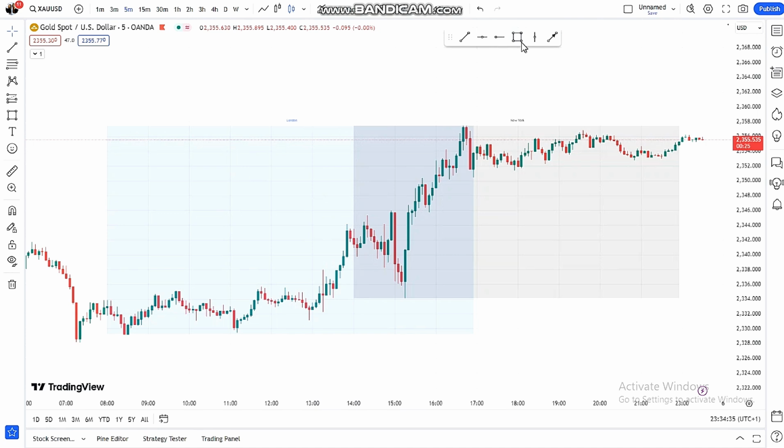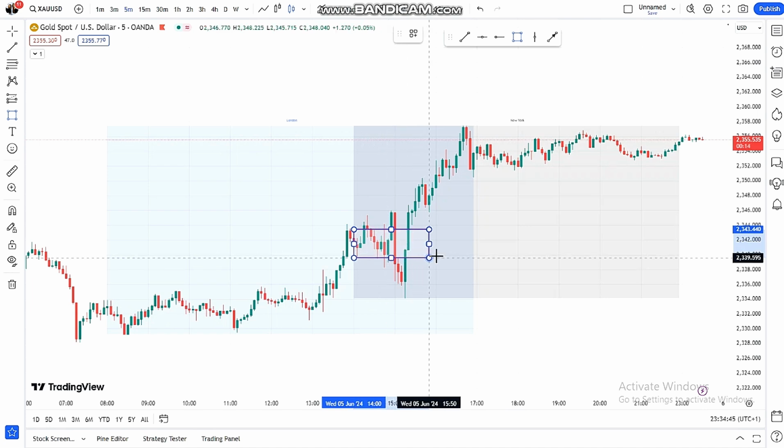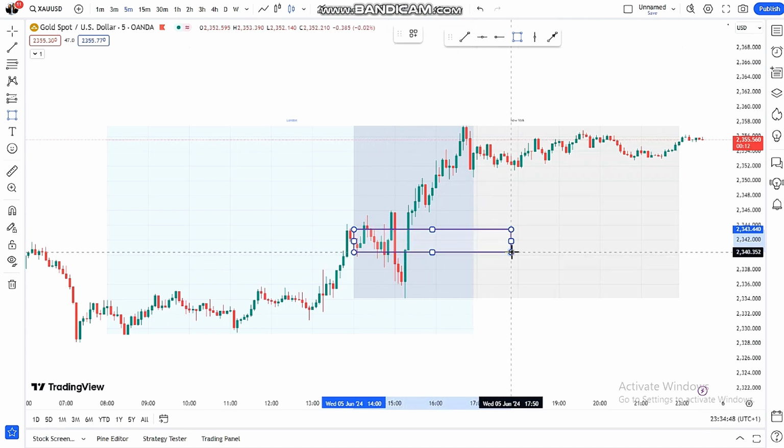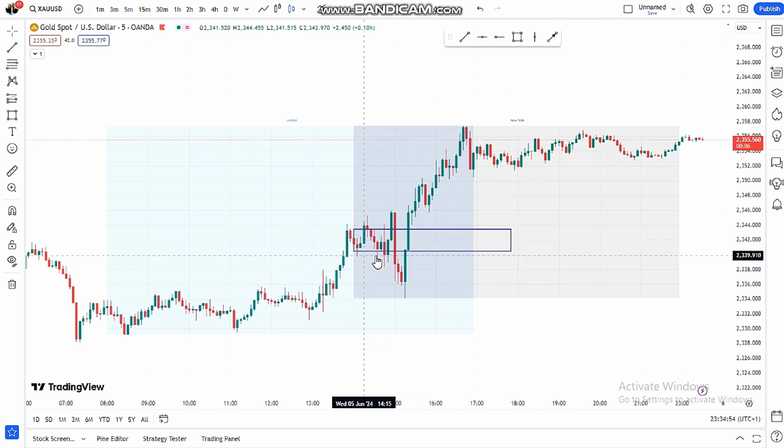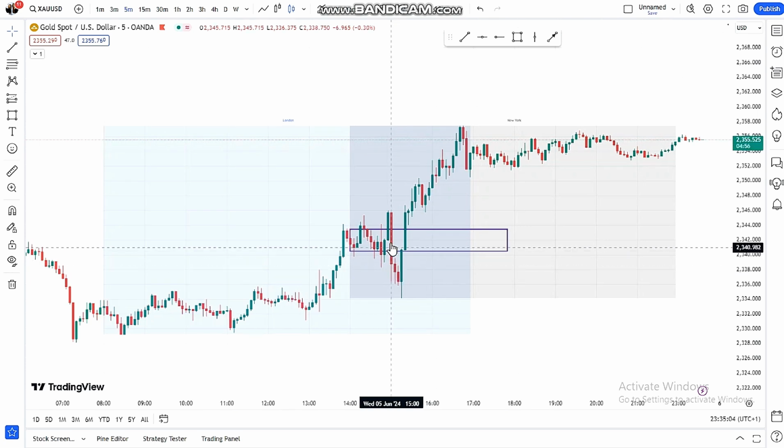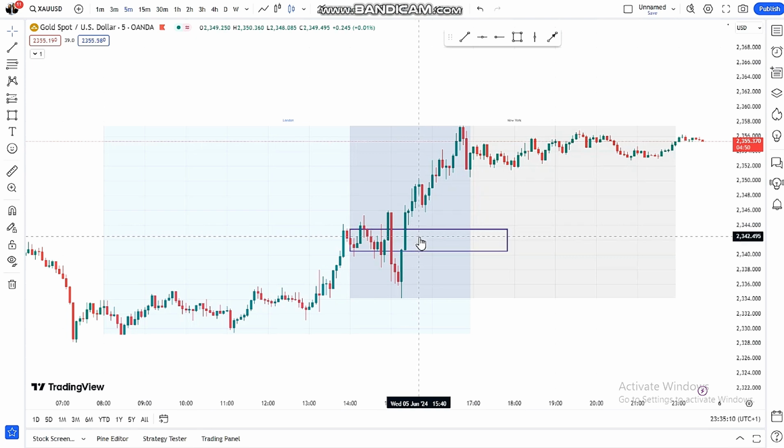When New York opens, first of all, you just draw your line. The first candle that New York opens with, just draw it and cover it this way. Good. Now, how does it work? You sell when the next candle closes below, and you buy when a candle closes above this zone that you have drawn here.